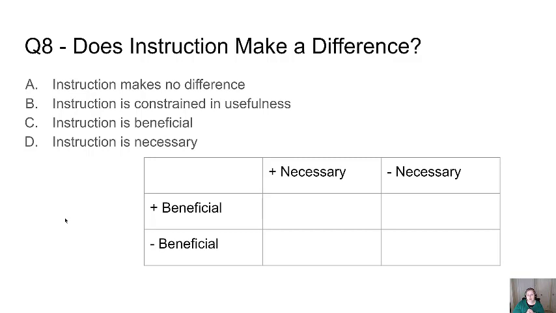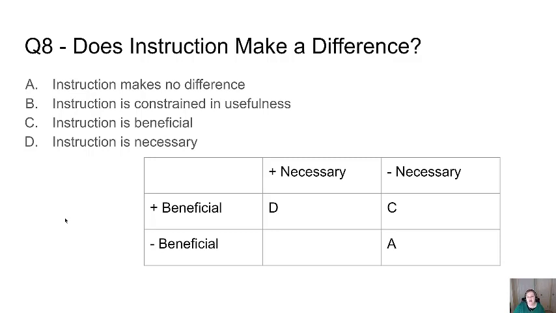Okay. So instruction makes no difference. Sounds to me like it's not even beneficial or necessary. So I would put A in the bottom right-hand box. B, instruction's constrained in usefulness. Sounds like it's not necessary, but I guess it must be beneficial, probably. Instruction is beneficial. Doesn't say it's necessary, so it's going to be the top right box. And instruction is necessary. Presumably, it's in the top left box, right? Because as soon as something's necessary, it's beneficial.